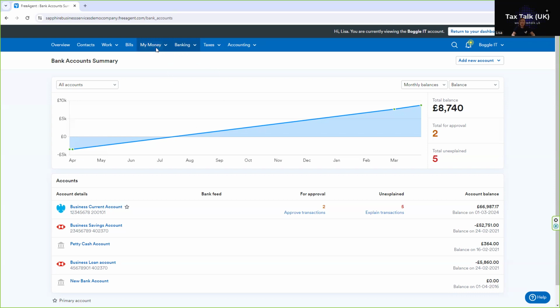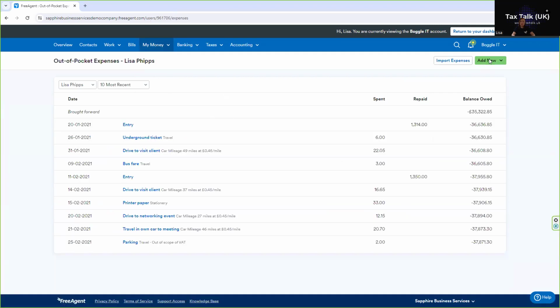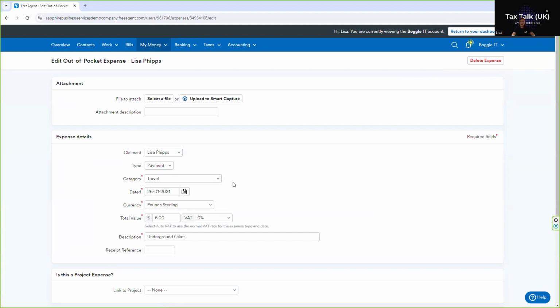If we navigate here to My Money, and click Expenses, and then Add New, we can also do the mileage claim, which is a similar concept: if you don't tell the software, it won't know. But we cover that in a different video, so I shan't go into that in detail now. Let's just have a look at something that's already been incurred.